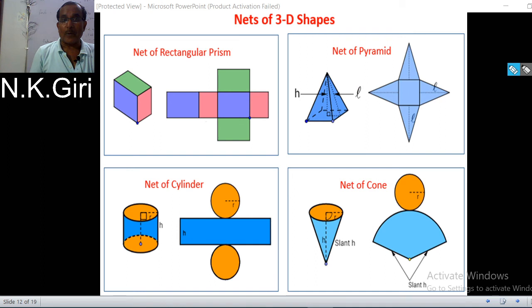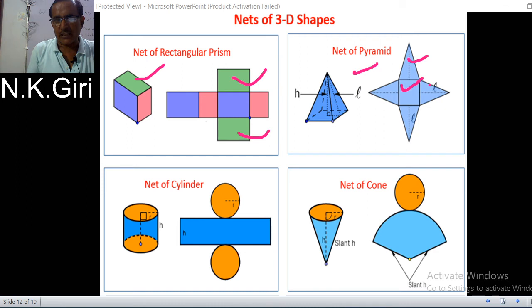और ये दोनों जो एजेज हैं, this edge and bottom, these are the bottom. This is bottom and this is the top. Now we net of the prism. This is a prism. It is a square figure and these are the triangles, four triangles.